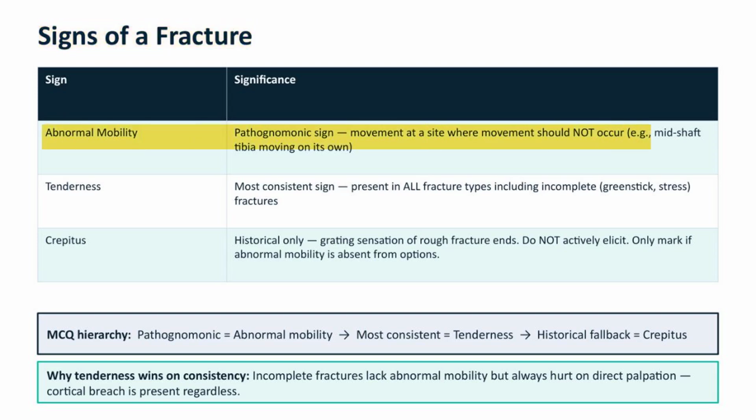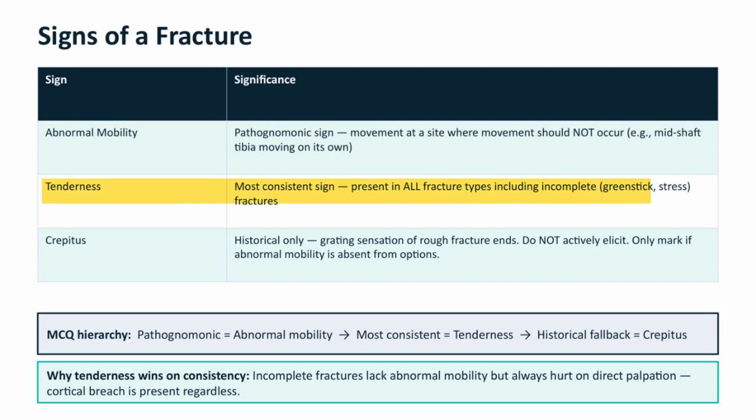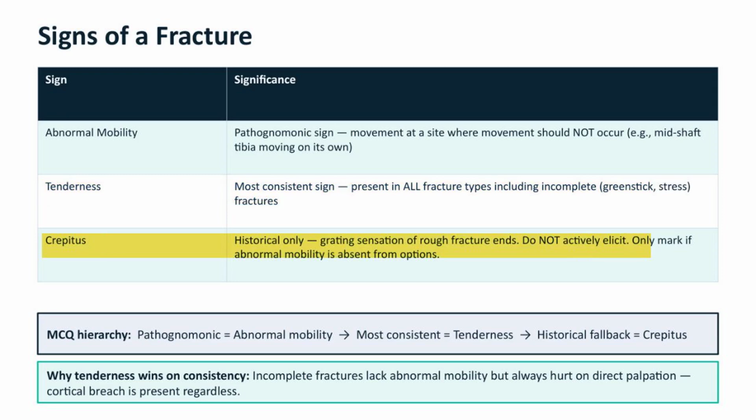The first sign is abnormal mobility. This is the pathognomonic sign, meaning movement at a site where movement is not supposed to occur. The second sign is tenderness. This is the most consistent sign, present in all fracture types, including incomplete fractures. The third sign is crepitus. This is considered historical only. It's the grating sensation of rough fracture ends rubbing together.